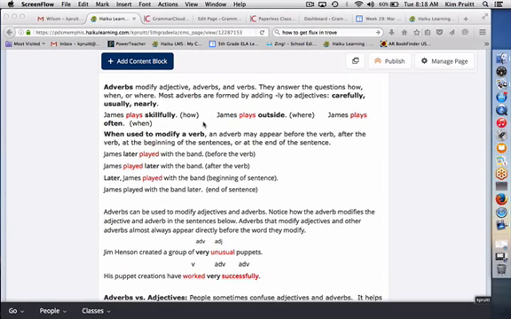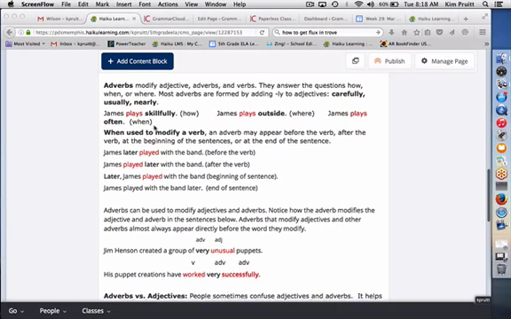Okay, so let's take a look at these examples. James plays skillfully. Now, how does he play? Skillfully. So you've got the adverb modifying the verb plays. James plays outside. Where? Outside. Or where does he play? Outside. James plays often. When or to what extent does he play? Often. So make sure that you recognize the questions to ask yourself when you're looking for your adverbs within sentences.